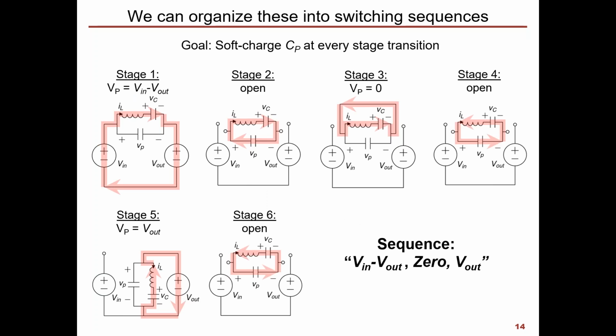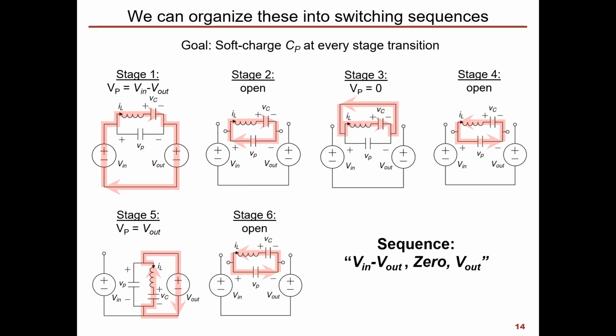So now we can start to string these stages together into what we call a switching sequence. We can think of a switching sequence as the specific order of stages across the switching cycle that we repeat over and over again to pull energy in from the input, store it, and deliver it to the output. Now, our goal with this switching sequence, again, is to soft charge CP at every stage transition.